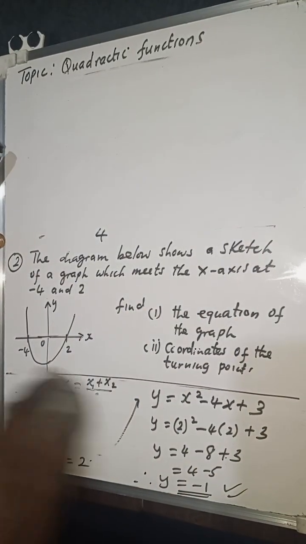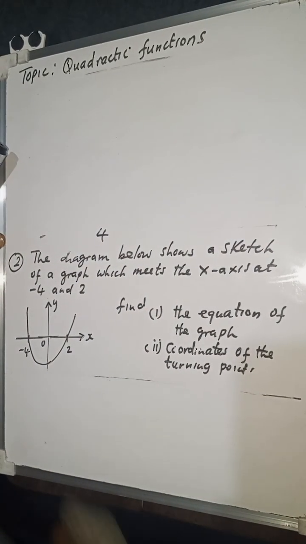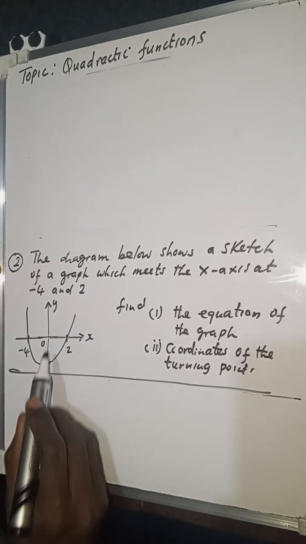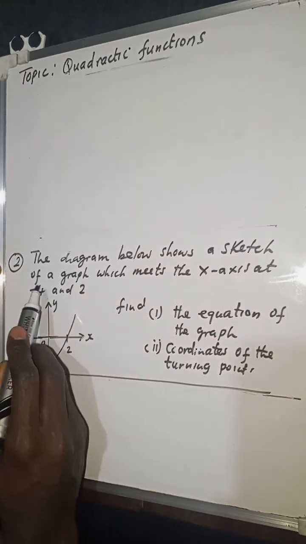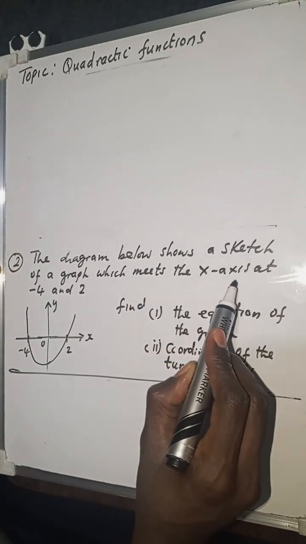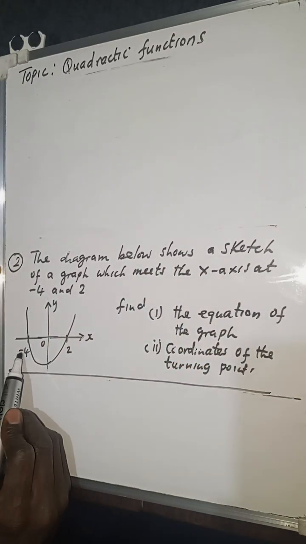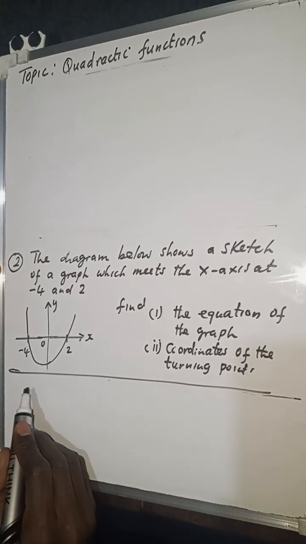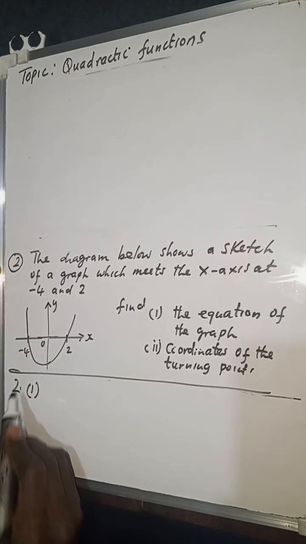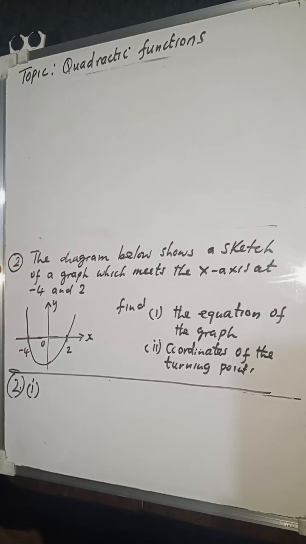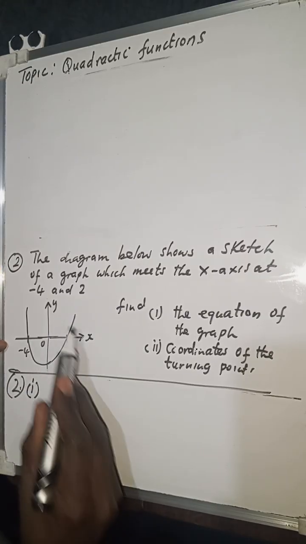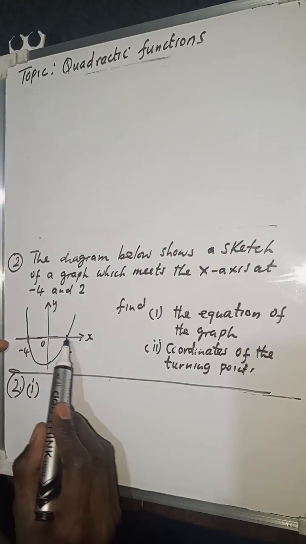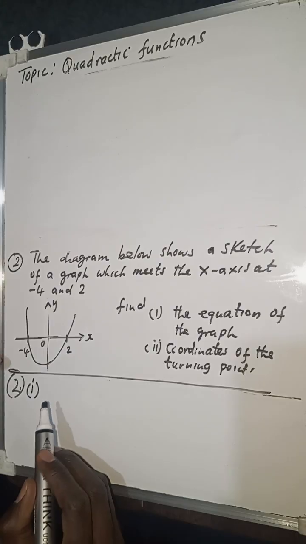So according to this question, it says that the diagram below shows a sketch of a graph which meets the x-axis at, so it meets at -4 and 2. Find the equation of the graph. So the question is now asking you to find the equation of the graph. So how do you find the equation of the graph when you have been given where it is cutting the x-axis? It's very simple.